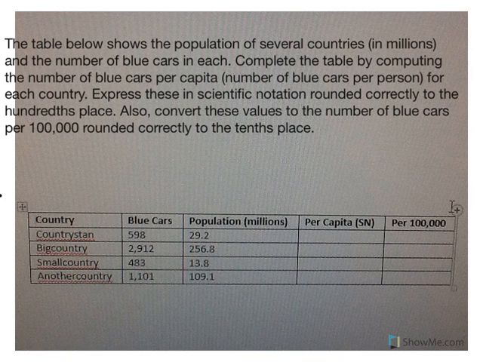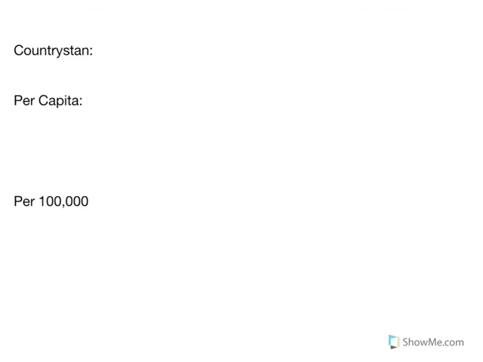I'm going to go through and we're going to do each country one at a time. So you might want to jot down some of these numbers for Countrystan, big country, small country, and another country. Those are our 4 countries that we are dealing with today. So we will start with Countrystan. And first we're going to find per capita.